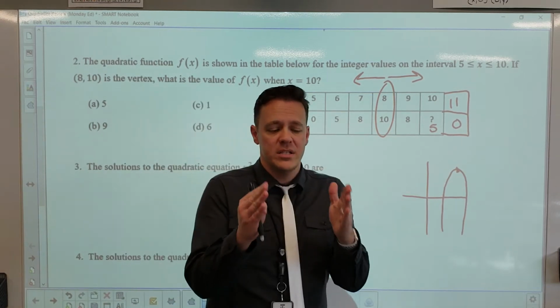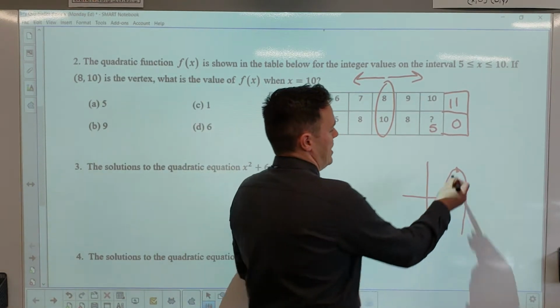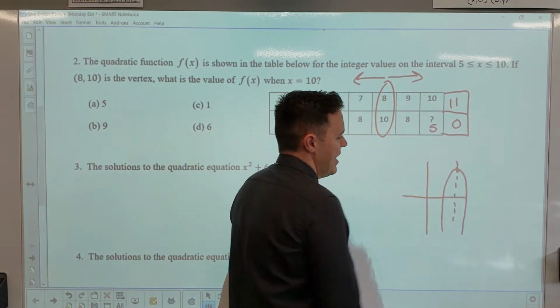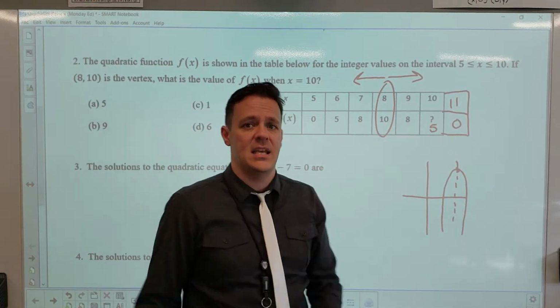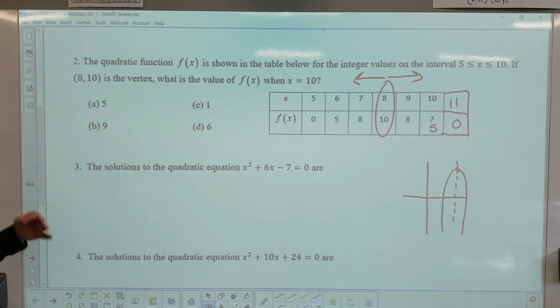So remember, symmetry. The axis of symmetry is right here in the middle, splits the line in half, and everything from the left and the right side is going to be the exact same. That's why it's called the axis of symmetry.